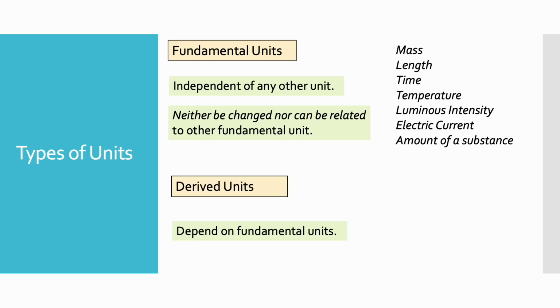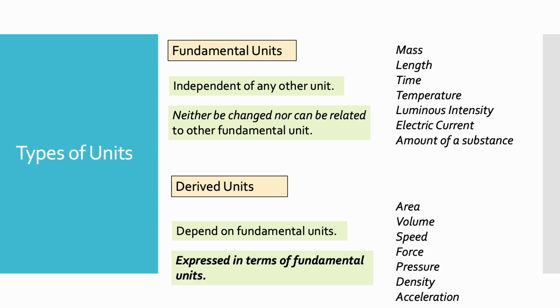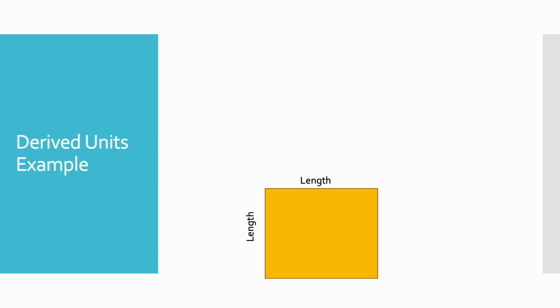Derived units, on the other hand, depend on fundamental units. They are expressed in terms of fundamental units. For example, area, volume, speed, force, pressure, density, acceleration, all these are derived units because they are calculated from combinations of fundamental units like length and time. Now let's look at an example of a derived unit in action.